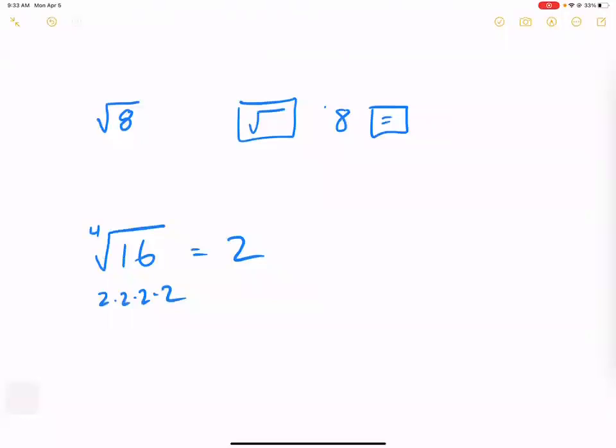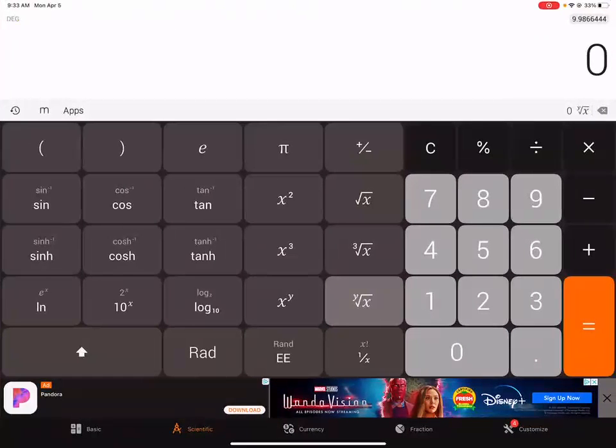Now, let's jump to my calculator here. If we follow the pattern that we used before, I'm going to write 16 first. Let me clear this. I'm going to hit 16 first. Then I'm going to hit this root button. And then I have to tell the calculator which root I want. I want my fourth root. Hit equals, and that gives me the 2 I wanted.